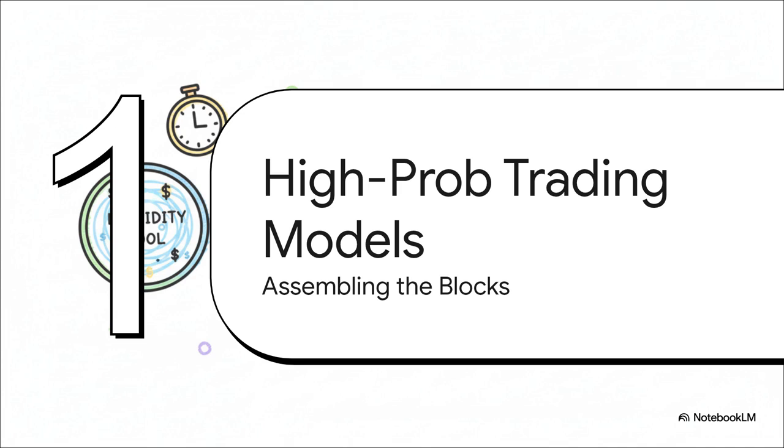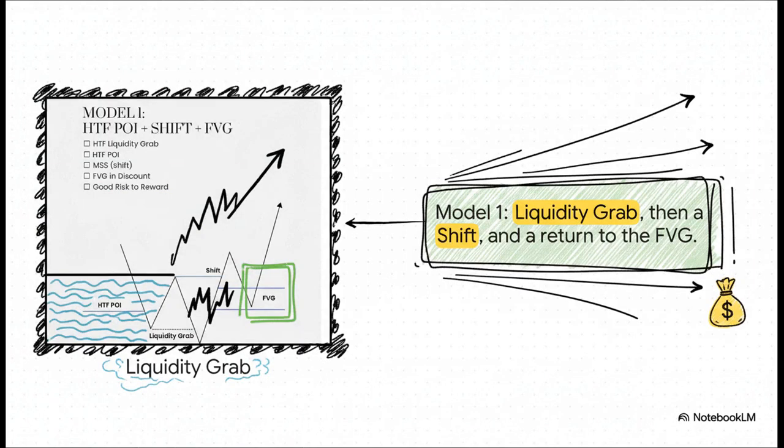Okay, we've got our vocabulary down: liquidity, displacement, and order blocks. Now for the fun part. Let's start putting these pieces together and see what kind of recognizable, high-probability trading models we can build. So this is the classic, the foundational pattern, Model 1. Let's walk through it step by step.